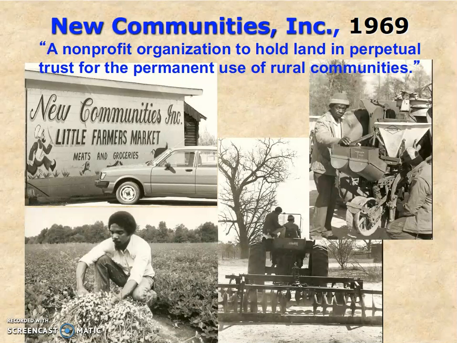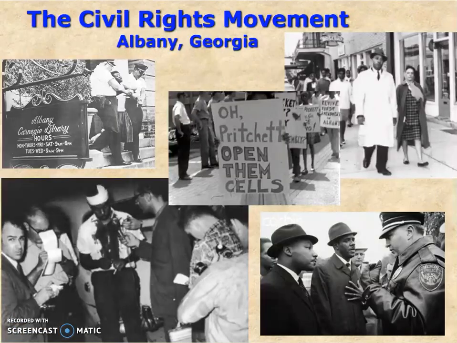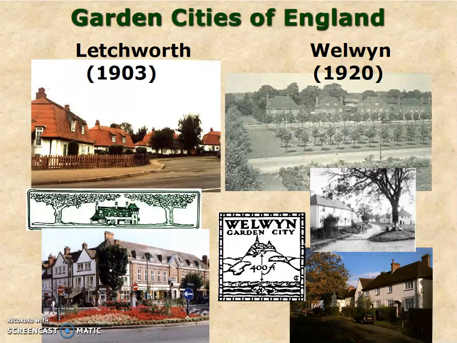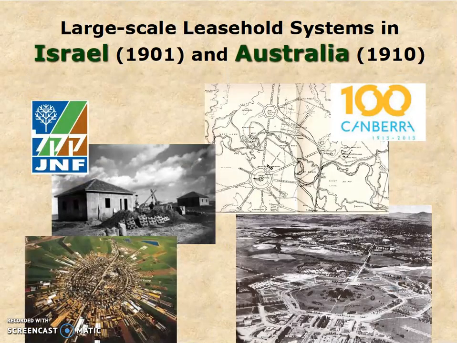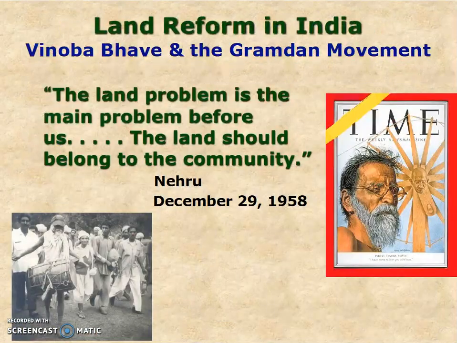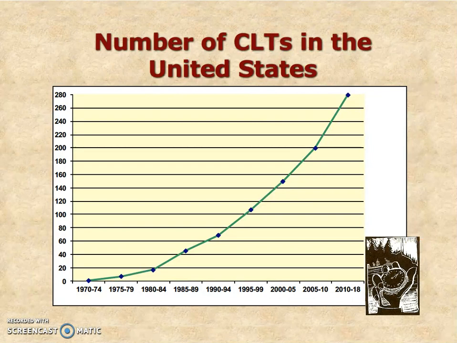The first modern-day community land trust was established in southwest Georgia in 1969 on 6,000 acres of land. New Communities Incorporated was an outgrowth of the civil rights movement in the South, started by activist leaders of that movement from Albany, Georgia. Now, the founders of New Communities and the leaders of the CLT movement in the U.S. borrowed some of their best ideas from other countries, including the garden cities of England, leased land systems in Israel, the original plan for Canberra, as well as Gramdan villages in India.